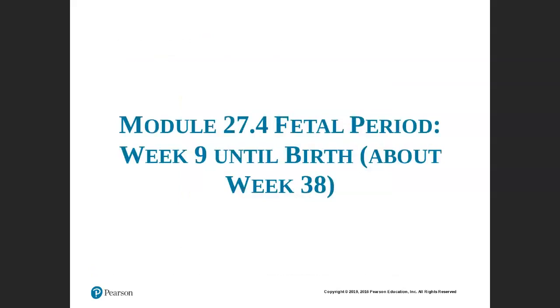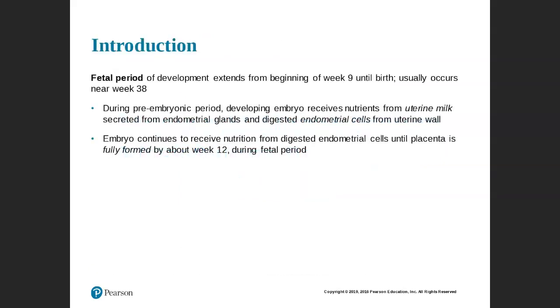Now this is the last period, the fetal period. The fetal period is when it really looks human now. It extends from the beginning of week 9 until birth, which usually occurs near week 38. During the pre-embryonic period, the developing embryo receives nutrients from uterine milk secreted from the endometrial glands and from digested endometrial cells of the uterine wall.